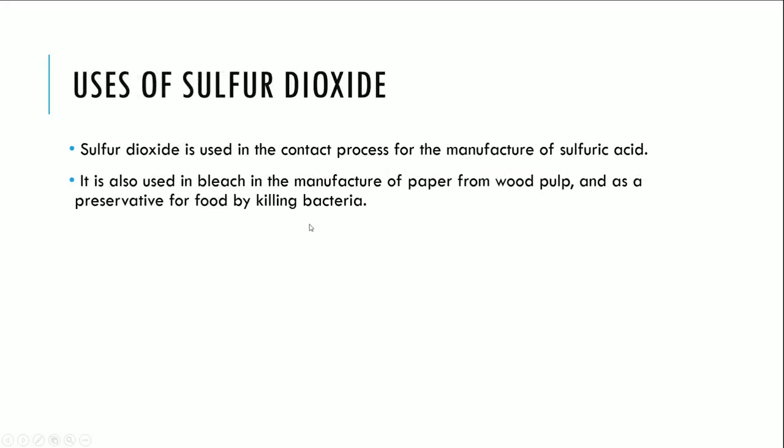When we take a look at sulfur dioxide, which is basically an oxide of sulfur, sulfur dioxide is mainly used in the contact process. And the contact process is a fancy word for the process that manufactures sulfuric acid. And you'll find sulfuric acid in a lot of different places, and there are a lot of different uses that we will be going through later on. But for the sake of your experience, you would have found sulfuric acid widely spread in your laboratory rooms, and it is an example of a strong acid. Sulfur dioxide is also used in bleach, in the manufacture of paper from wood pulp, and as a preservative for killing bacteria in food.